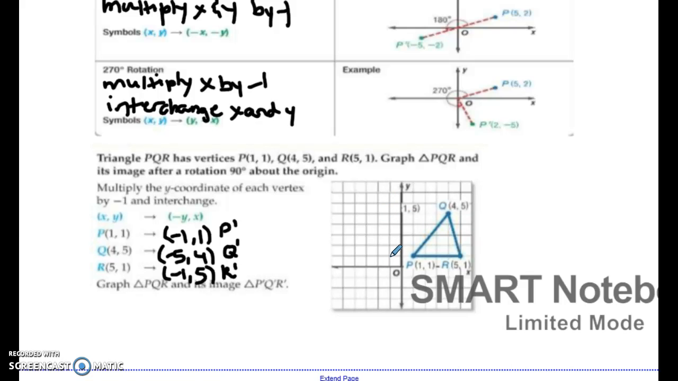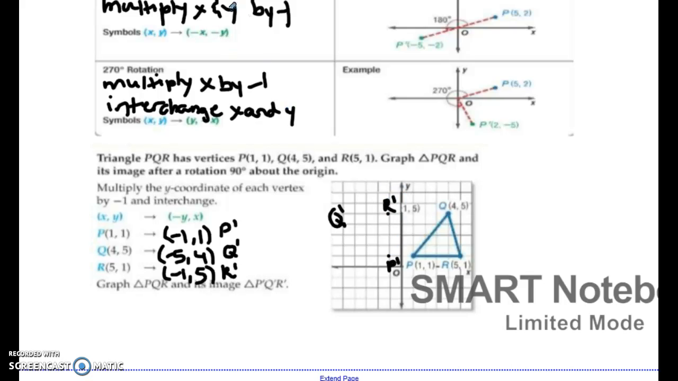So -1, 1, that becomes P prime. -5, 4. 1, 2, 3, 4, 5, up 1, 2, 3, 4. That becomes Q prime. Ooh, I just crossed it out. There we go. And -1, 5, 2, 3, 4, 5. That becomes our R prime.